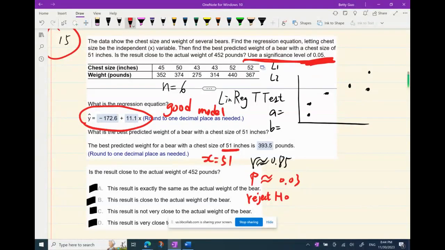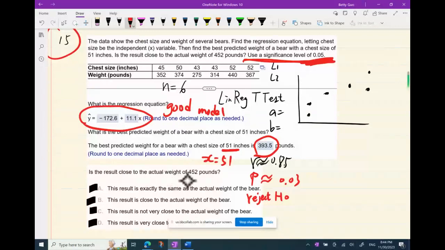Negative 172.6 plus 11.1 times 51. Close. I got 393.5 pounds. 393.5 pounds.